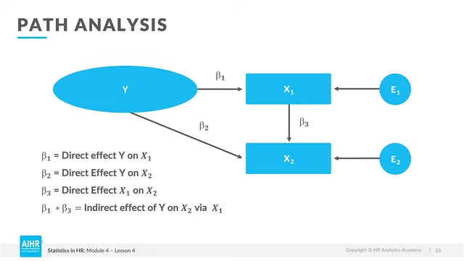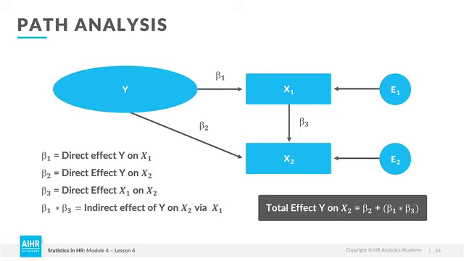We can characterize these effects as beta 1 to beta 3. So here, beta 1 represents the direct effect of y on x1, beta 2 is the direct effect of y on x2, and beta 3 is the direct effect of x1 on x2. The indirect effect is beta 1 times beta 3. So now we can also calculate the total effect of y on x2, which is the sum of beta 2 and the product of beta 1 and beta 3.